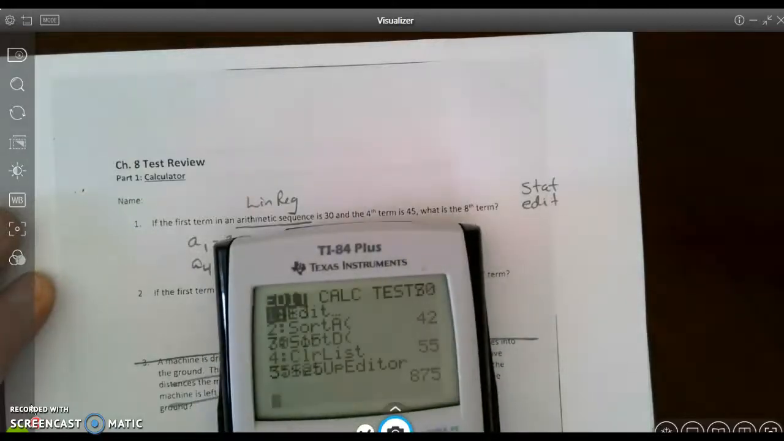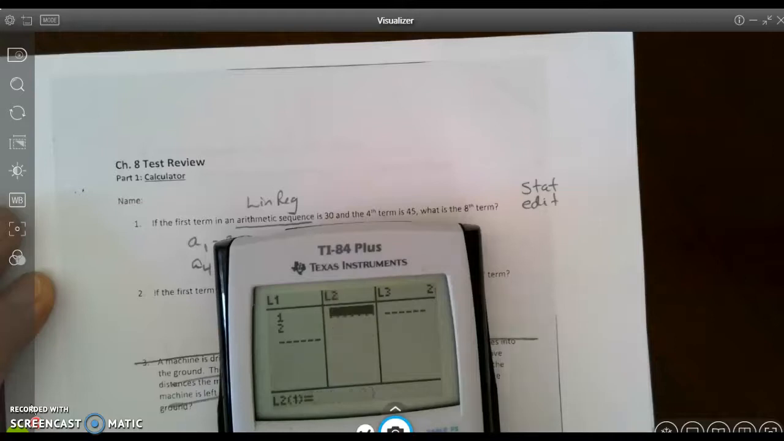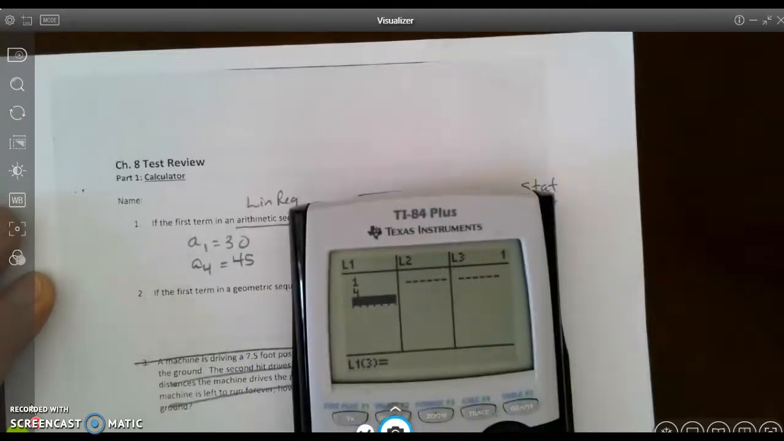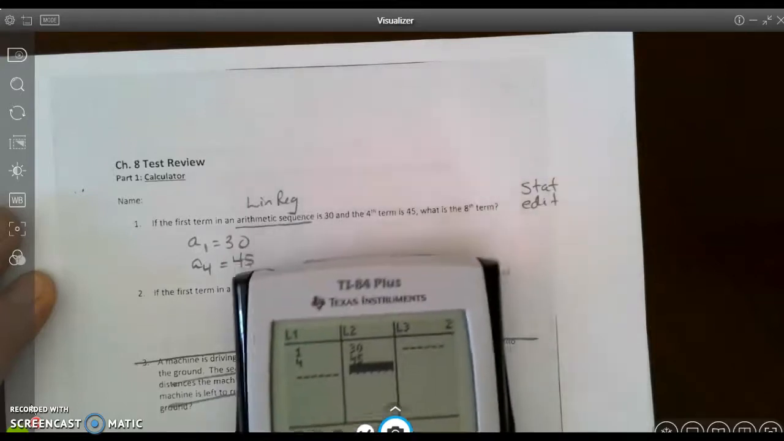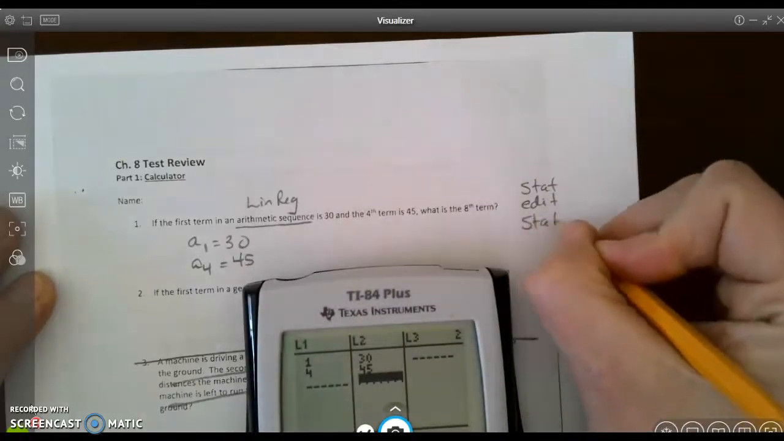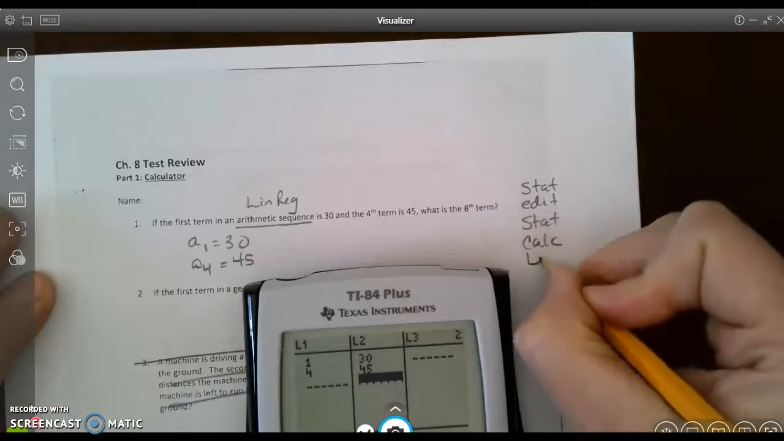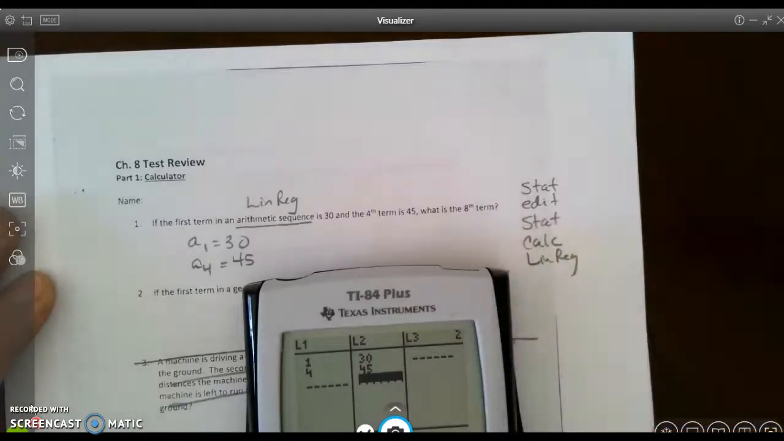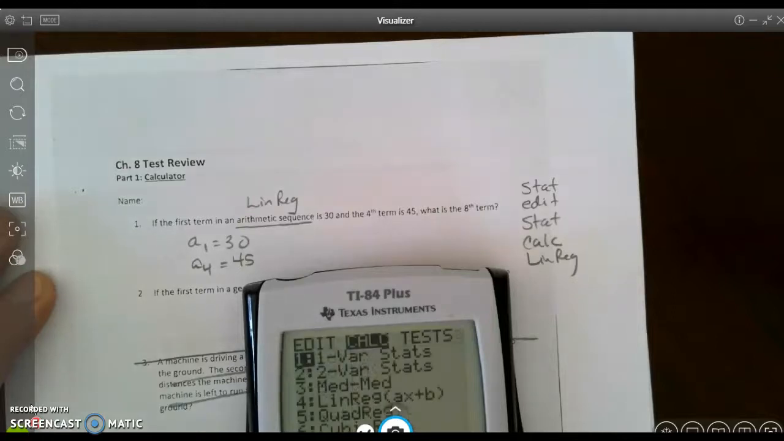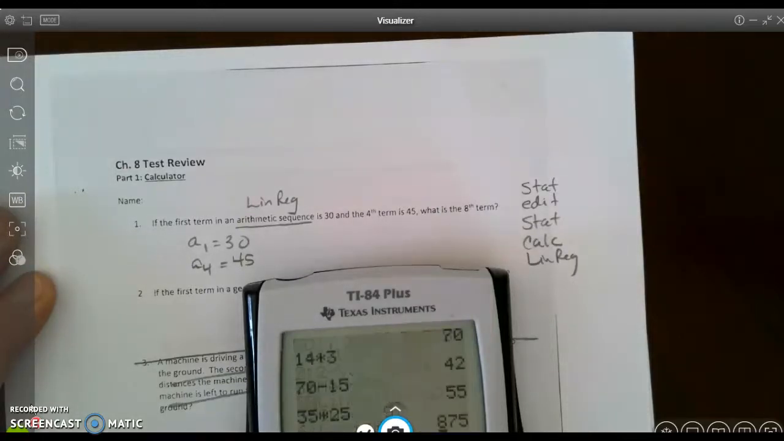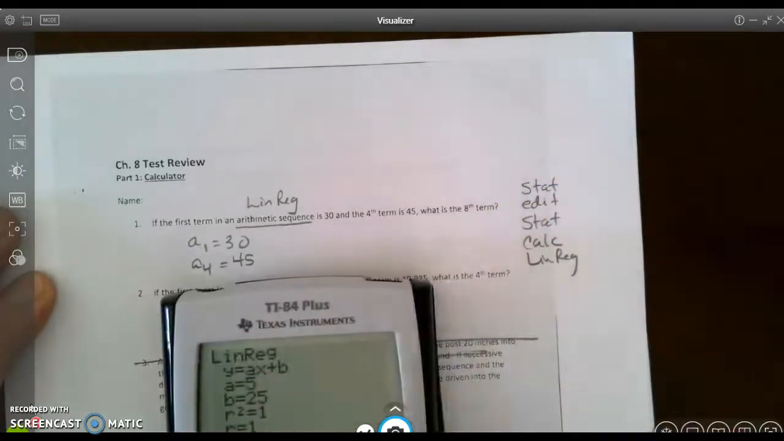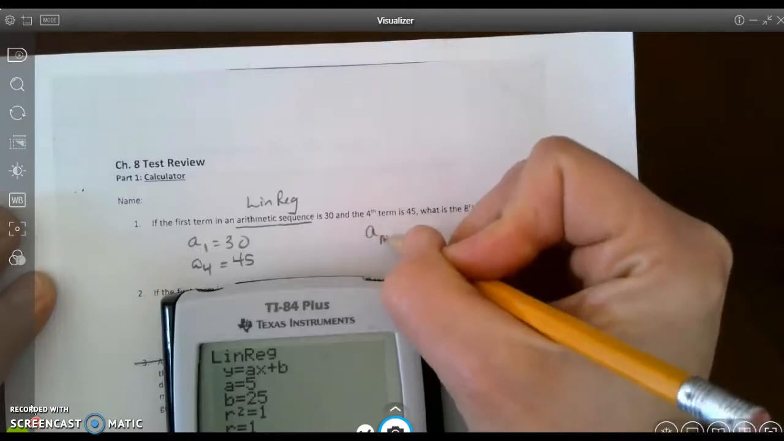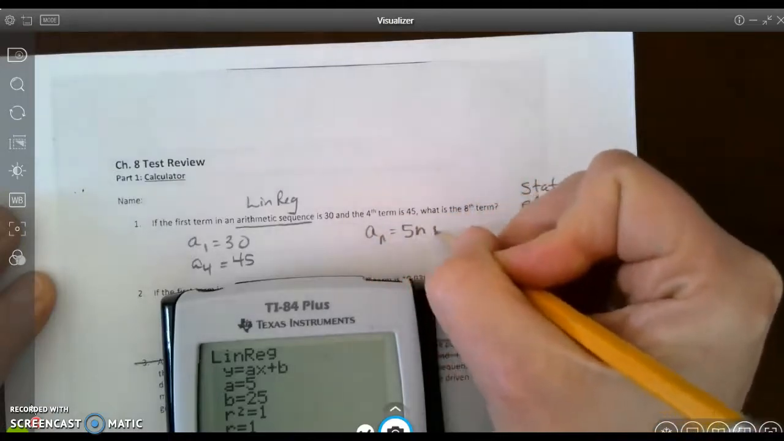Okay, so let's go to Stat and Edit. Got to clear out what's there. My first term and my fourth term, and I have them as 30 and 45. Now, because it's arithmetic, I'm going to go to Stat and Calc and choose linear regression. So Stat and Calc, linear regression, and I get my formula. So it's going to be a sub n equals 5n plus 25.